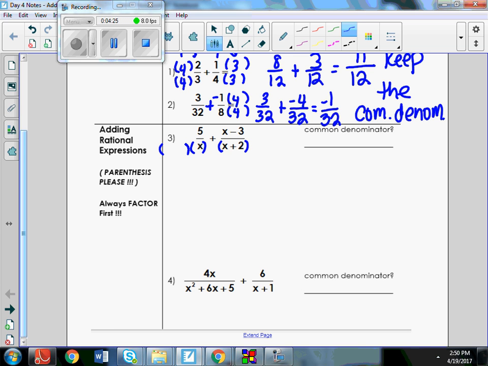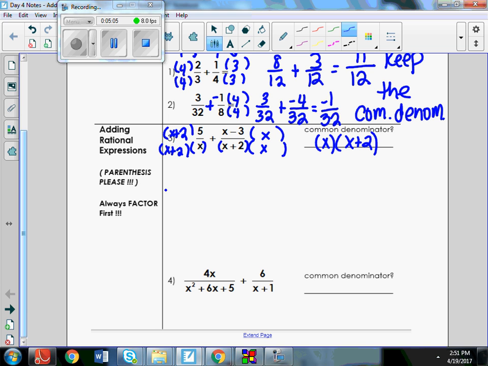So I need to multiply the first one and the second one by something to make a common denominator. The first one only has x on the bottom, but it needs x plus 2. The second one only has x plus 2 on the bottom, so I have to multiply it by x. Now they have the same common denominator. Their common denominator is x times x plus 2.